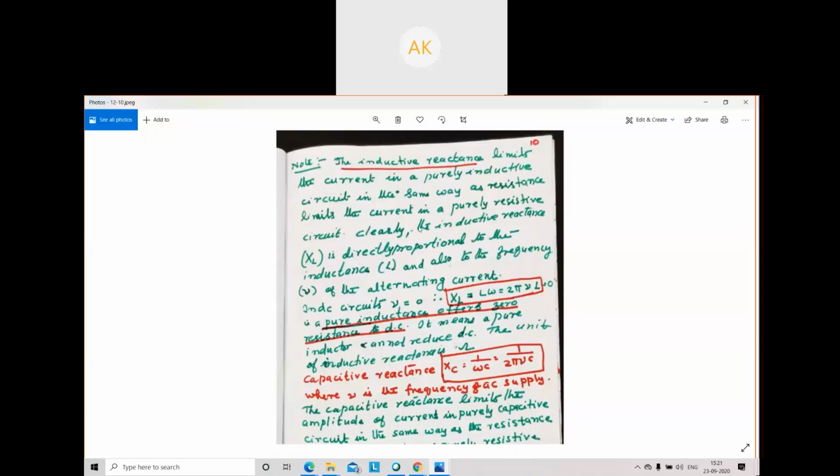Clearly, the inductive reactance XL is directly proportional to the inductance, because what is the formula? XL equal to L omega, directly proportional to the inductance. L omega, omega equal to 2 pi into nu.